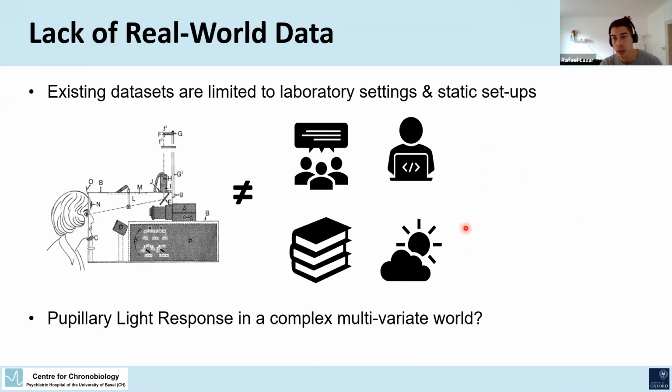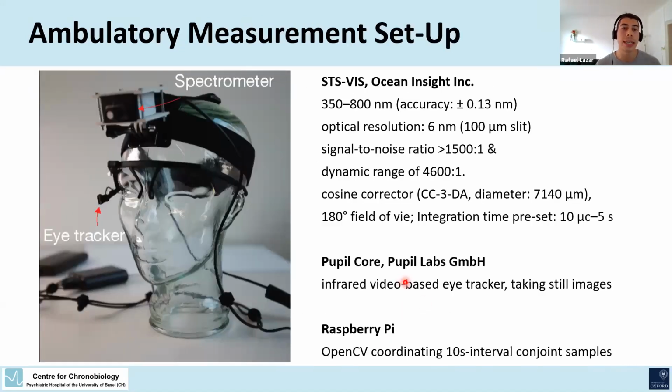And furthermore, they don't use melanopsin weighted measures, but more the LNM cone weighted ones. So the question basically still remains: what does the pupillary light response look like in a complex multivariate world? So the world that we actually move and live in. And to tackle this question, we devised a new ambulatory measurement setup.